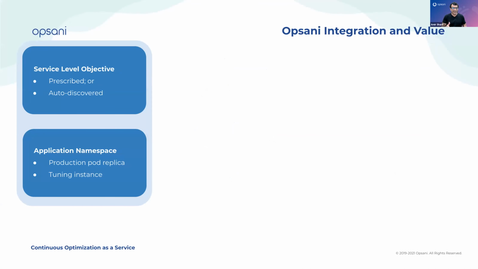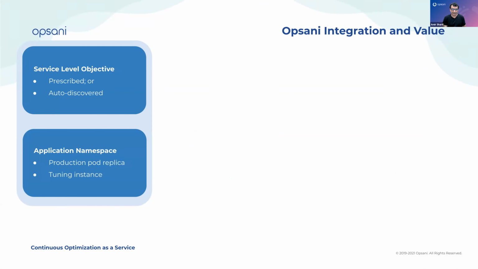actually in this slide. So the way we work is that we depend on a service level objective. How well should the application do? That's either prescribed by you, the customer, or if it's not, it's auto-discovered. Our auto-discovery is pretty simple. We look at a P90 metric, and that becomes the SLO level that we try to maintain.